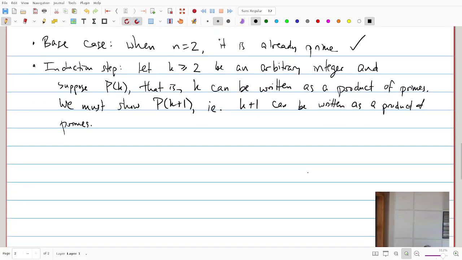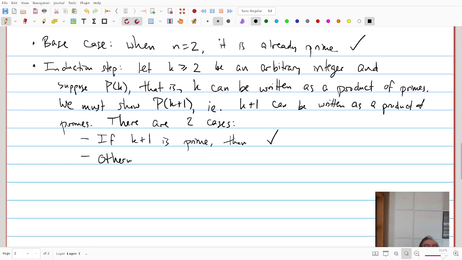Okay. Well, I want to say there's two cases to consider. So k plus 1, it might already be a prime, or it's not. Right? One of those is true. So there are two cases. So first of all, if k plus 1 is prime, then check. It's already a prime, so sure, it's a product of just that one prime.